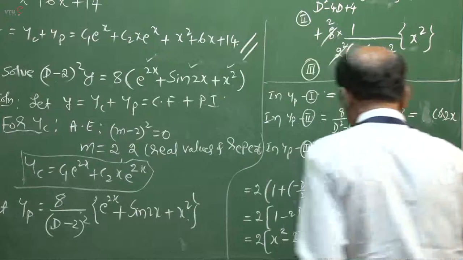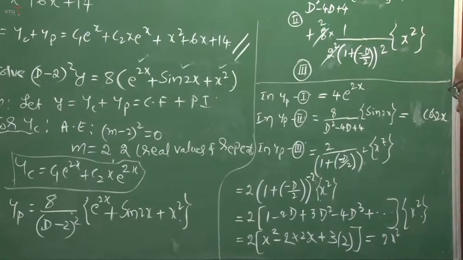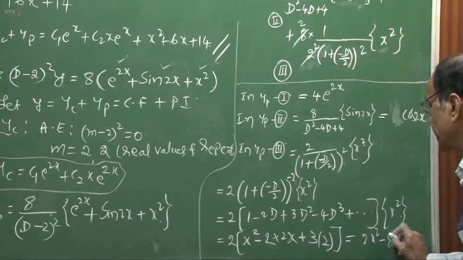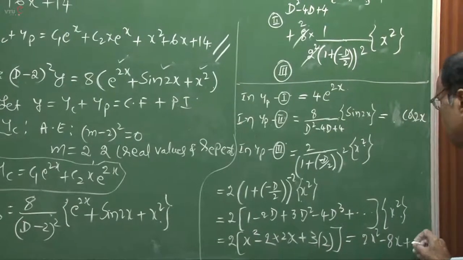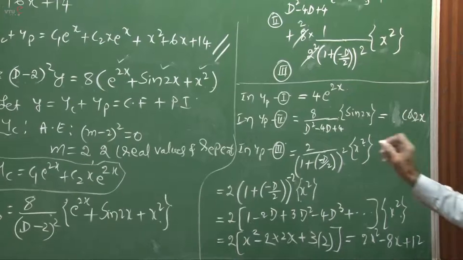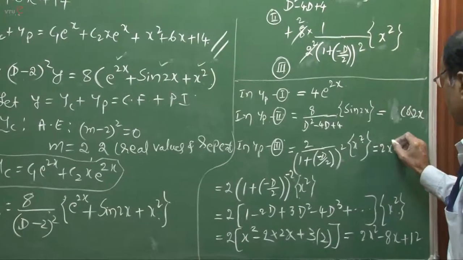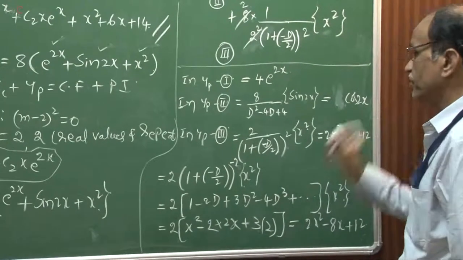So this becomes the value. It is 2x square, right? 2x square and minus 4, minus 8x, 3 into 2 is 6 plus 2, 6 into 2, that is plus 12. So the answer is this much: 2x square minus 8x plus 12.